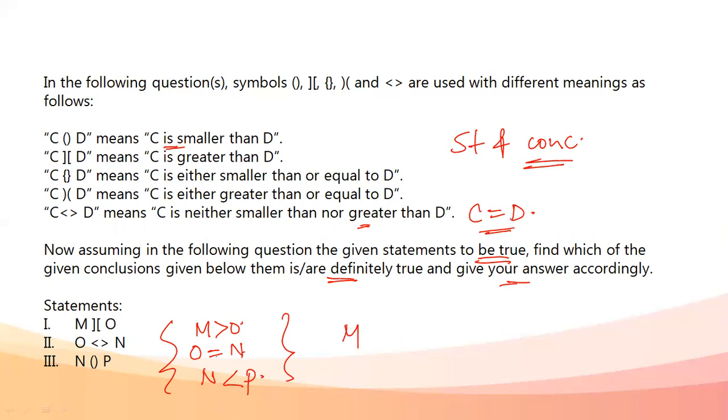So if I do this, let's do one more step. M is greater than O and O is equal to N. That means M is greater than N also. But N is less than P. And I can write N is less than P in this particular way. So relation is M is greater than N and N is less than P.